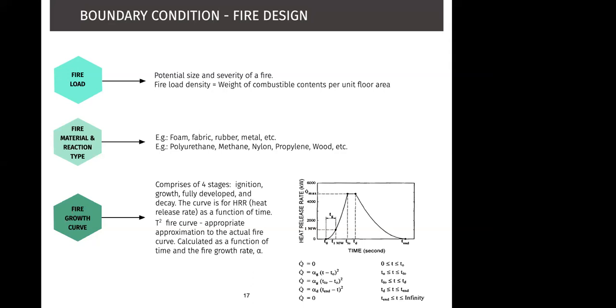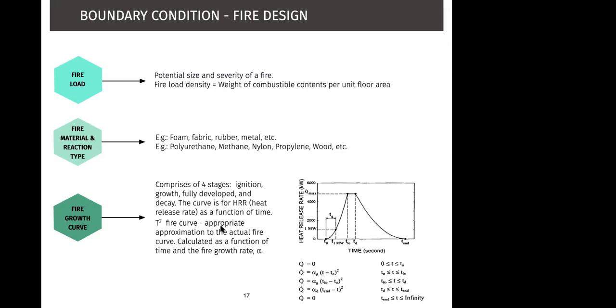The fire material and reaction time could be, say, foam, fabric, rubber, metal, and the reaction time would be polyurethane or methane, nylon, propylene. And the fire growth curve basically comprises of stages: ignition, fully developed, and decay, where you have the start of the fire. It has an alpha G, the growth rate of the fire, where it settles down to a fully developed plateau. And once the fuel is somewhat depleted, it starts to decay, which is defined by alpha D, which is the decay rate of the fire.